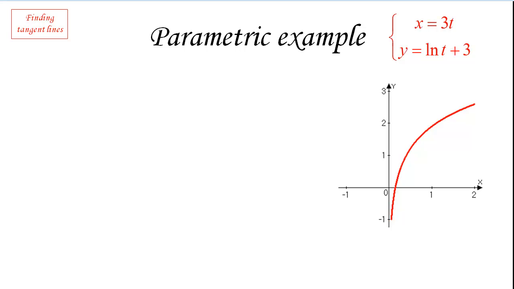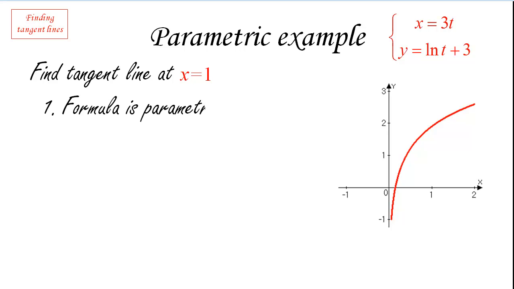Let's see how the strategy for finding the tangent line to a curve at a point works out in this particular case where we have a curve defined parametrically. The formula is defined through x equals 3t and y equals ln t plus 3. And let's say that we want to find the tangent line at the point where x is equal to 1. You can see from the graph that there is such a point.